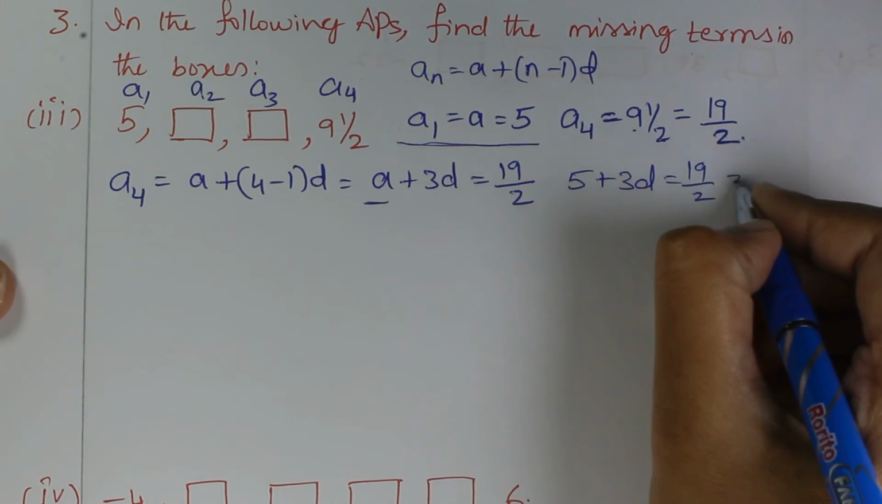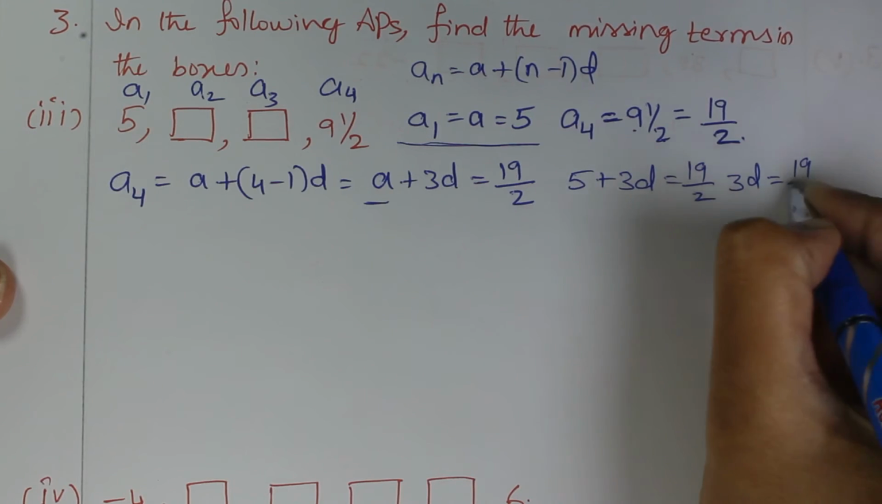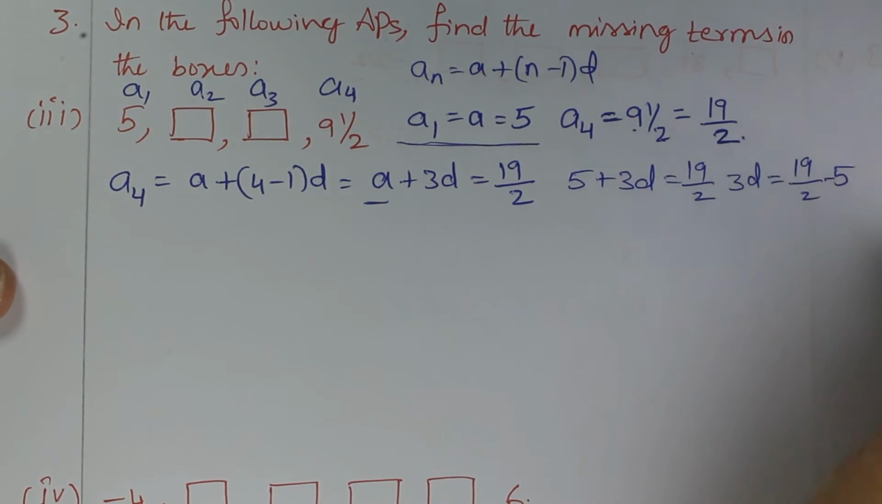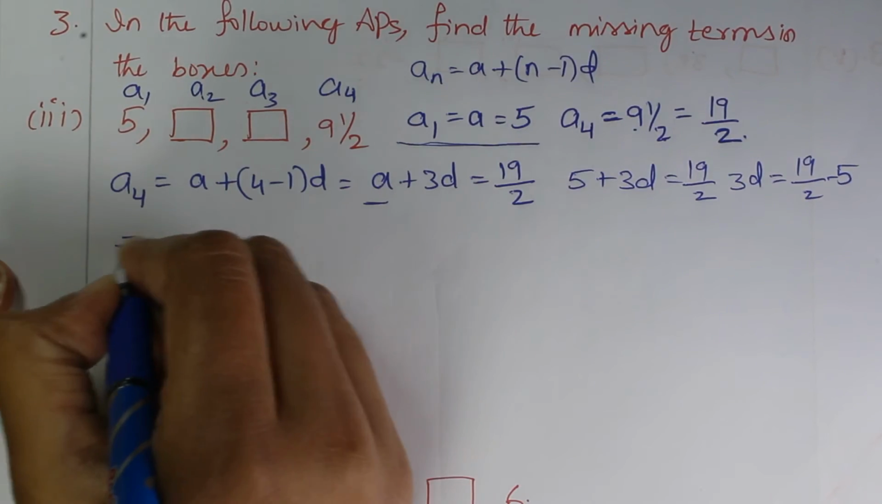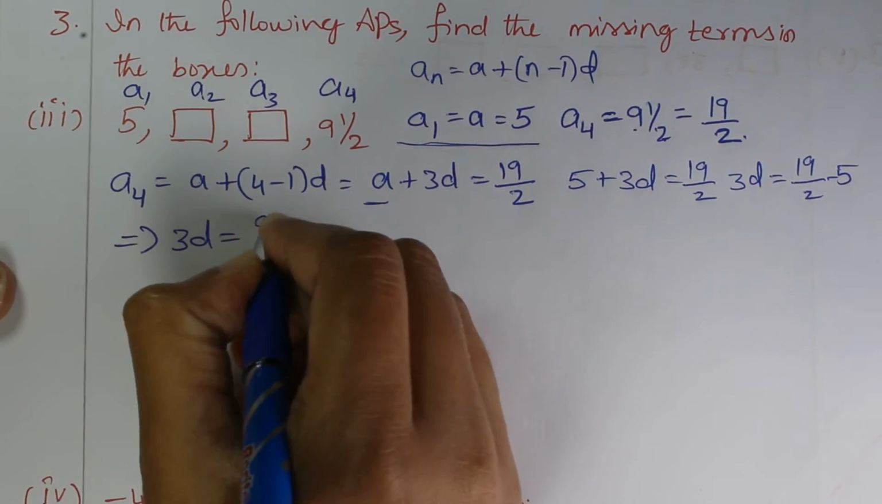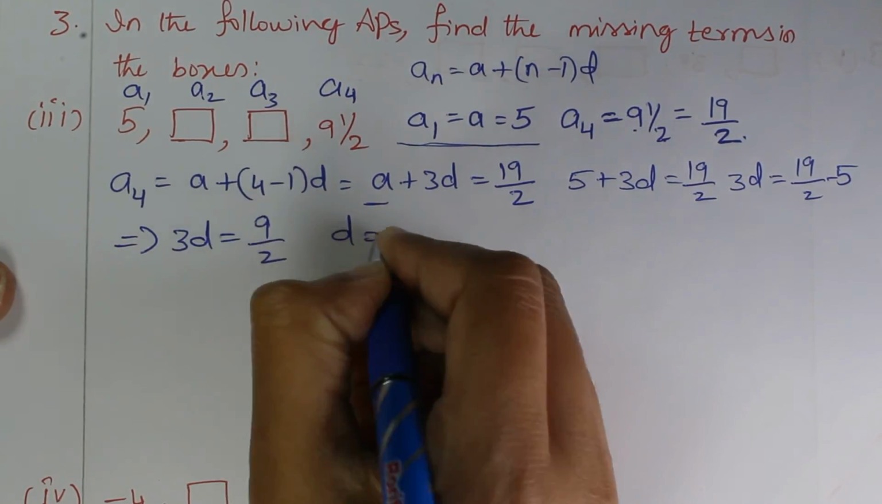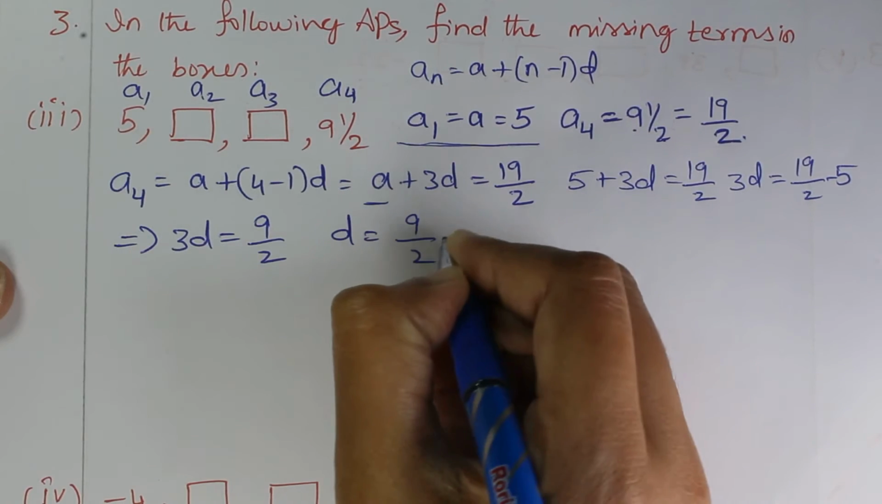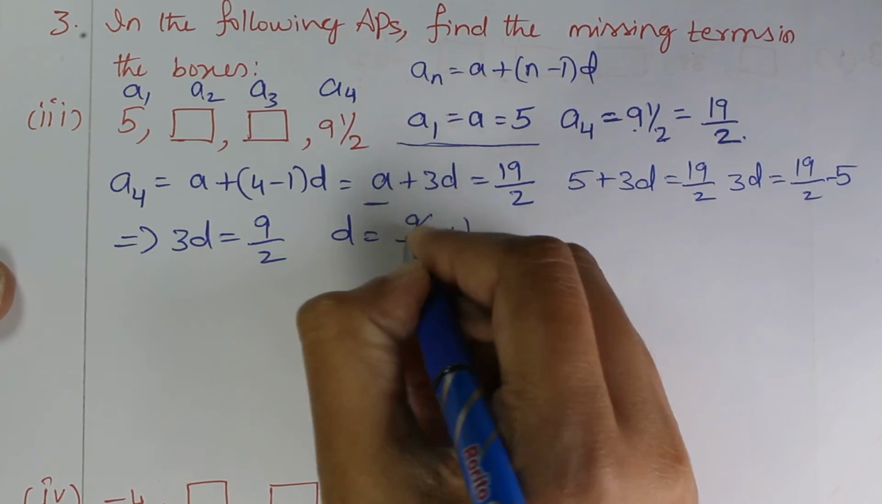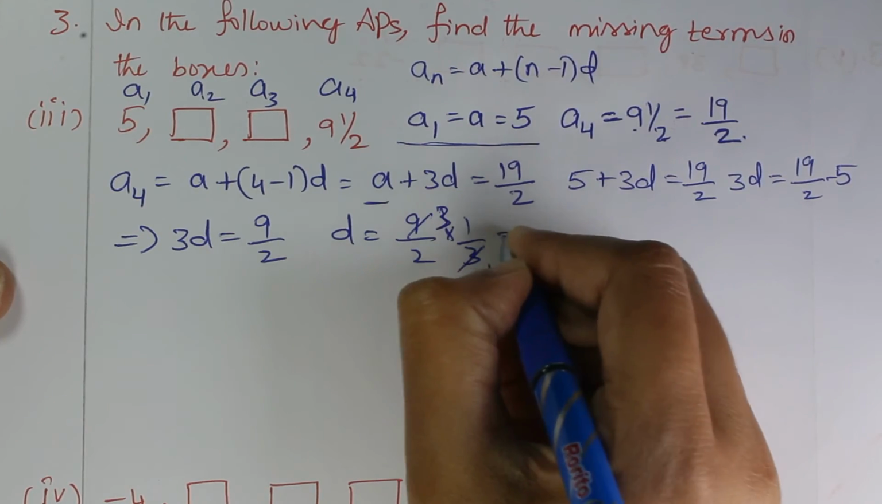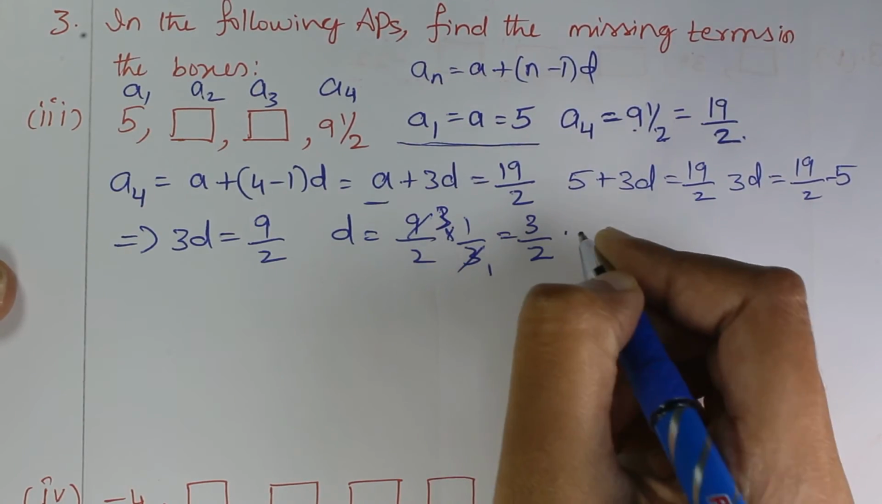3d is equal to 19 by 2 minus 5, then 9 by 2. That implies 3d is equal to 9 by 2, so d is equal to 9 by 2 divided by 3. 3 ones are 3, 3 threes are 9, so 3 by 2. So I got the d value as 3 by 2.